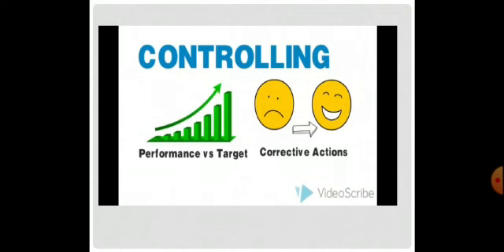You can clearly understand this with this image. First we compare our actual performance with the set target, and if our performance is low, we take corrective steps to achieve our goal. That is controlling. So the functions of management start with planning and end with controlling.